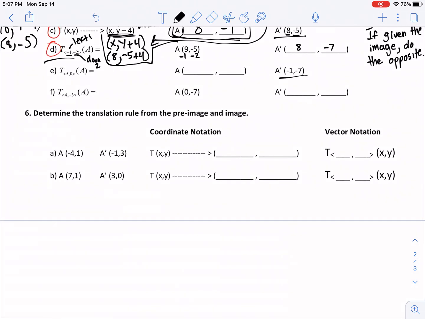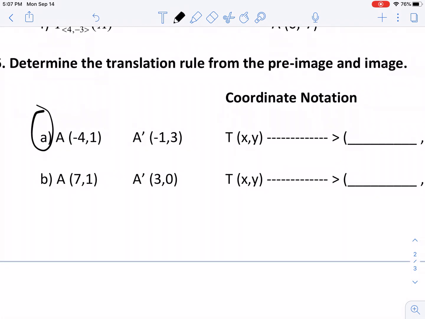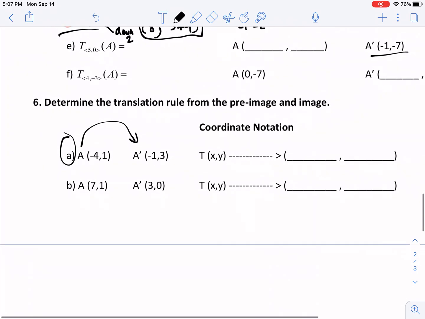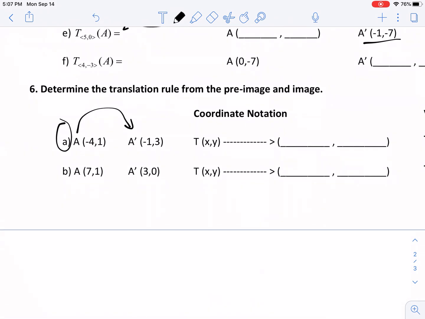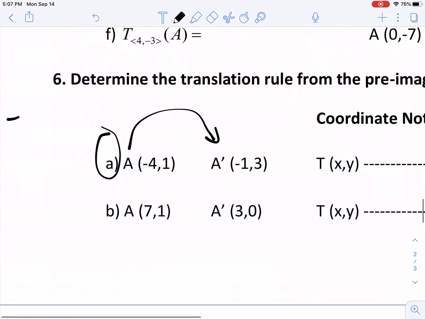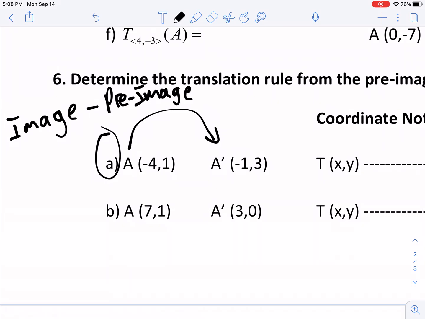Last thing here, to determine the translation rule from the pre-image to the image, okay, let's look at this guy here. I'm told that I have my pre-image is negative 4, 1, and A prime, negative 1, 3 is my image. We want to write a coordinate notation rule that would get us from here to here. Now, the best way to do this is take your image minus your pre-image. So let's start off with that.